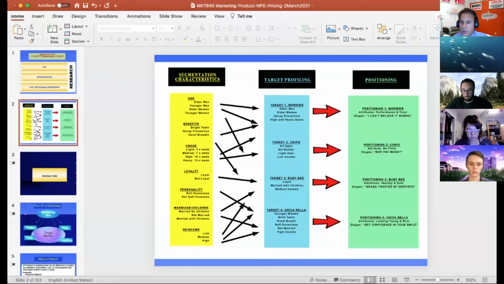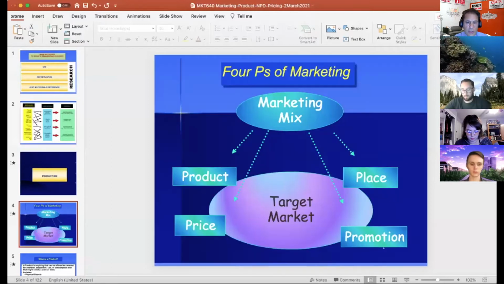Positioning is therefore a different meaning for each target. And sometimes when you do STP, you concentrate, which means that you're going to have multiple groups of people buying the same service or product and having the same positioning. So what I want to talk about today is the first P, product.